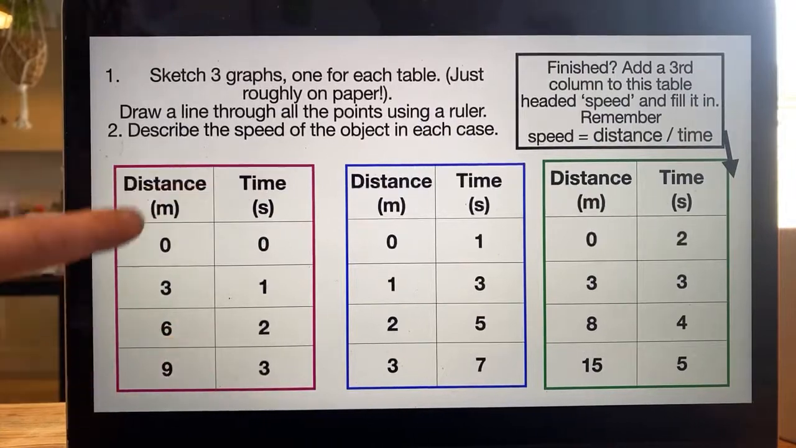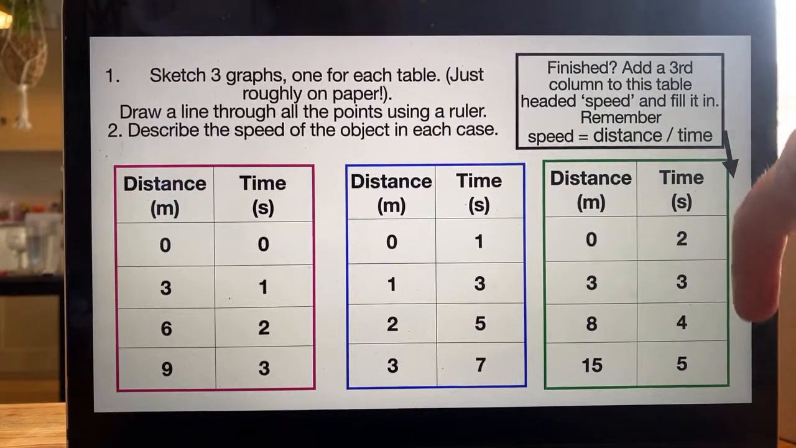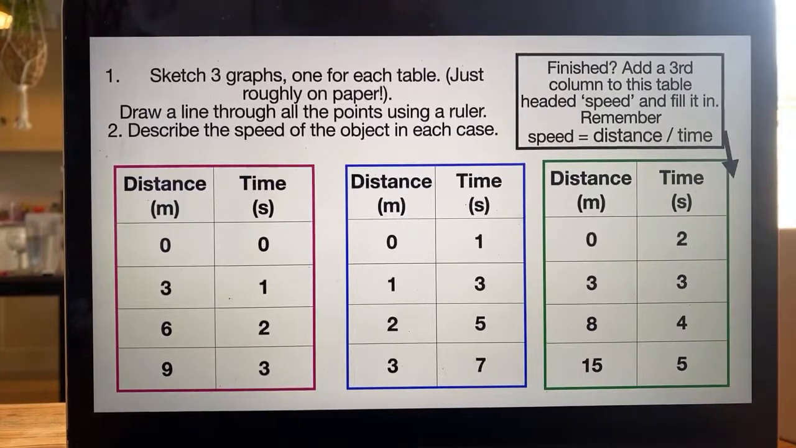So I've already done this one. Don't do the pink one. Do the blue one and the green one. You might find something surprising. And if you get totally finished, you can add another column to this green one and fill it in for speed. I'm going to do it really roughly too, so that I know when the time to stop is. Really roughly.